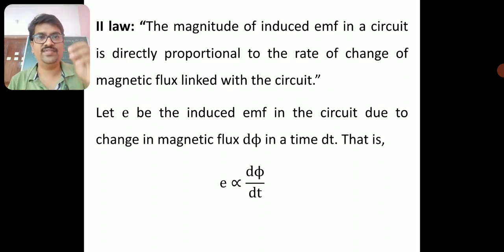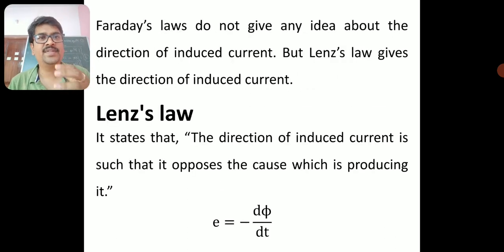So I can write an equation. If E is the induced EMF in the circuit due to the change in the magnetic flux, then E is directly proportional to dφ/dt. dφ/dt is the rate of change of magnetic flux. This is Faraday's second law. One drawback of Faraday's law is that it does not give any idea about the direction of the induced current. But Lenz's law gives the direction of the induced current. We will see Lenz's law and understand how to get the direction of induced EMF.